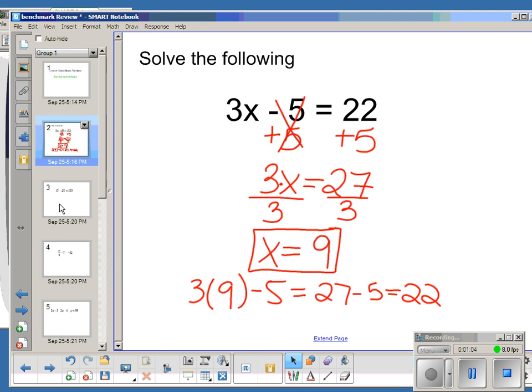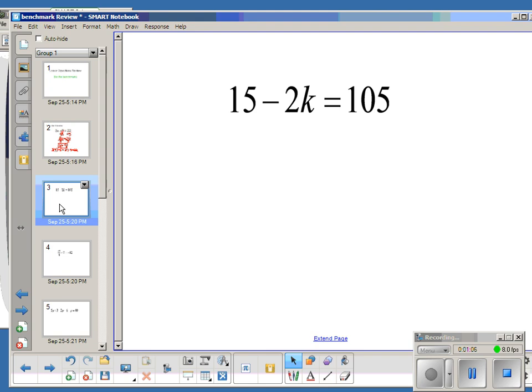Next example, very similar. Still a two-step equation, but now the order of the variable and number is different. So again, I have a positive 15. Stop and think, how would you get rid of a positive 15? A negative 15. So you would subtract 15 on both sides. You are left with negative 2k equals 90.